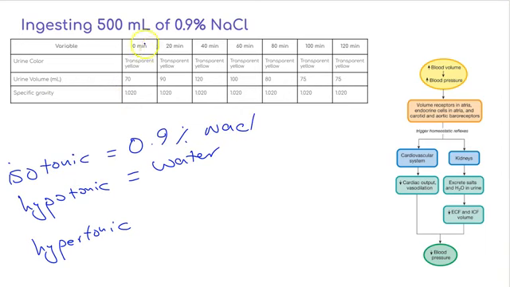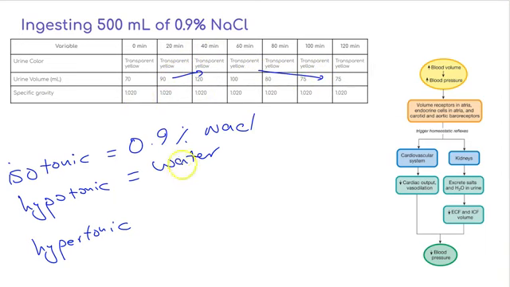After consuming this solution, what's going to happen in our blood and also in our urine? So if you follow the changes of the urine color before and after ingesting normal saline, you're going to see there is no change in the urine color. The urine volume at first is going to be increased and then it's going to get back to normal, and also there is no change in the specific gravity.